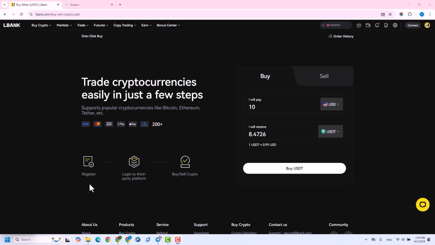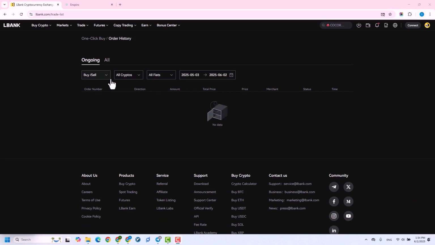To complete a buy or sell operation, the user may be redirected to a third-party platform such as MoonPay, Mercurio, and so on, where they will need to register or log into their account. Ultimately, you will be able to buy or sell cryptocurrency through that same platform and make the payment using your preferred payment method. In the order history section, you can review your transaction history, and by applying filters in this section, you can easily access your transactions.